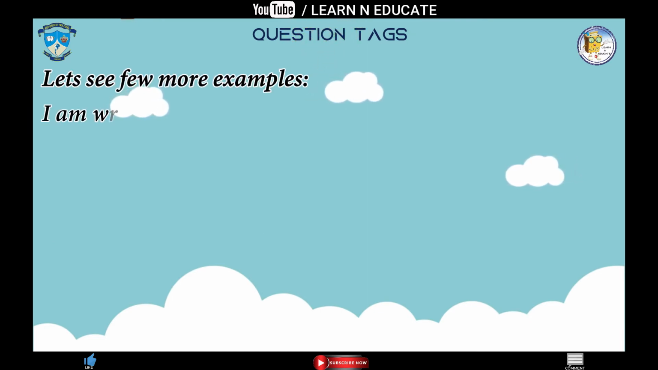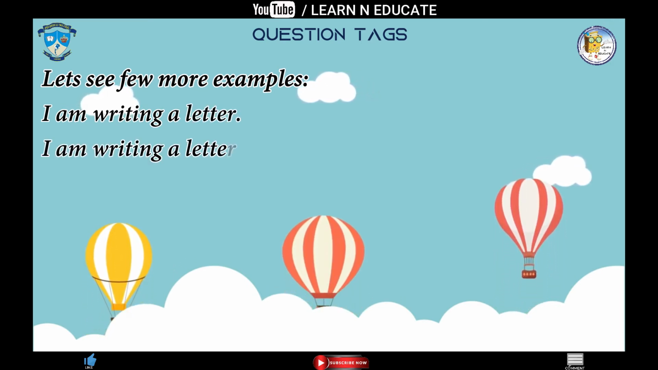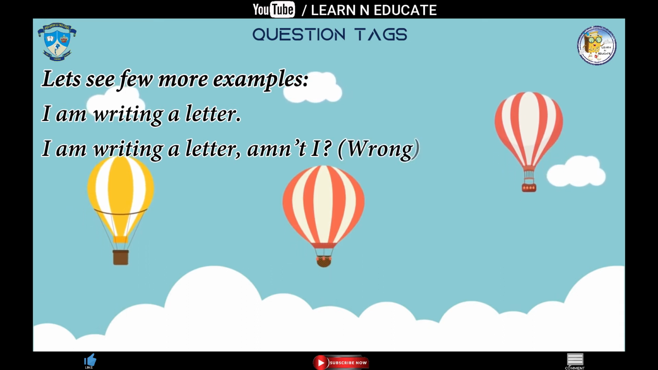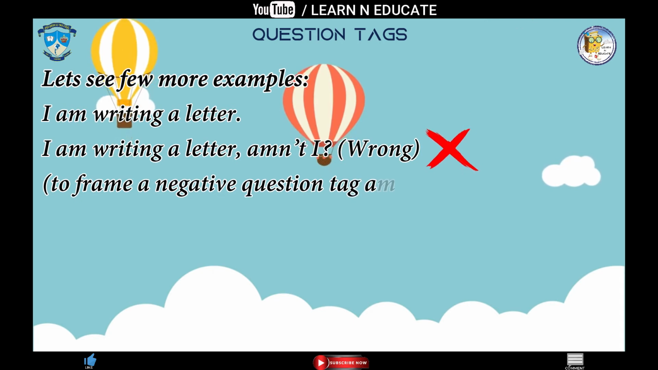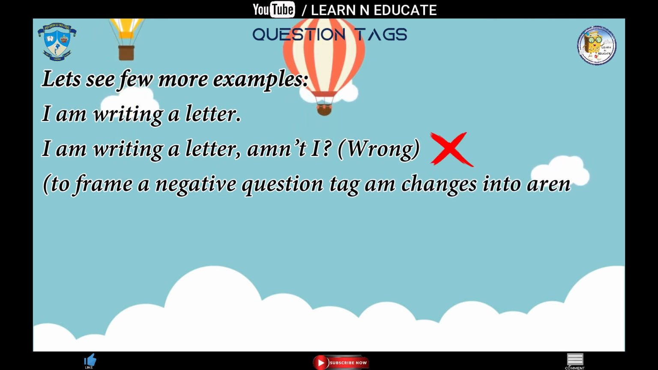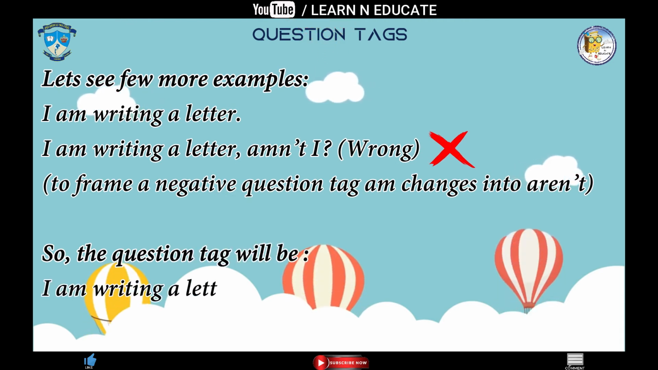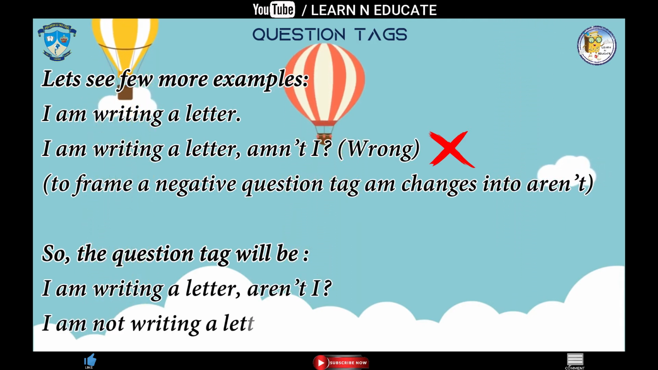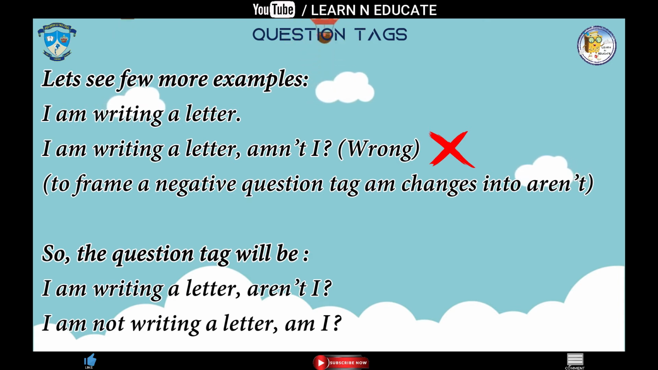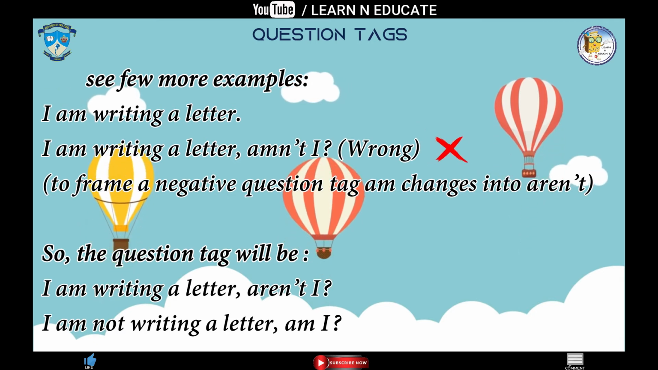I am writing a letter. What will be the question tag for this statement? I am writing a letter. Amn't I? No, this is wrong. We don't say amn't I. For am, we say aren't. So the question tag will be I am writing a letter, aren't I? I am not writing a letter, am I? So we see that to frame a negative question tag for be verb, we use aren't.